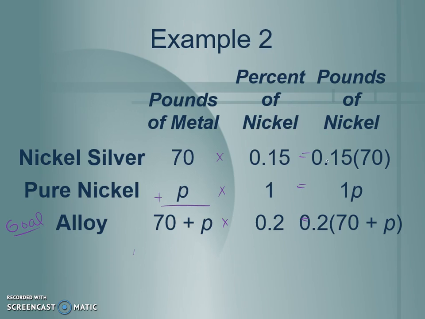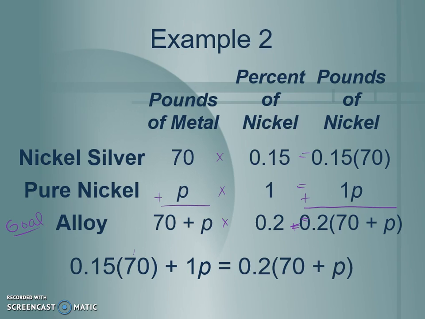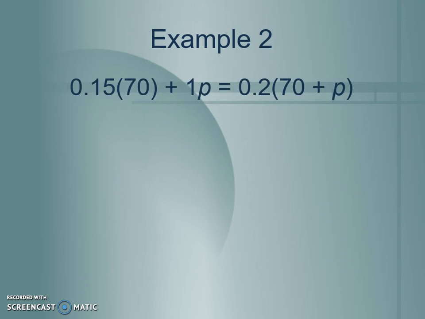And then once again, we know that adding straight down the pounds of nickel, oops, my plus sign goes there, that equals, this will be our final equation. So we have 15% times 70 plus 100% times P equals 20% times 70 plus P. And we can use that to solve.